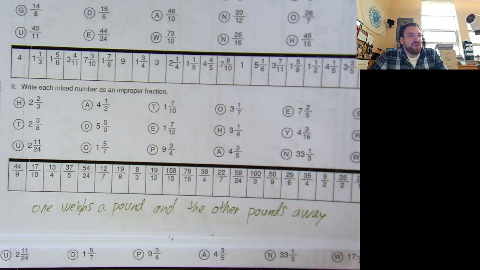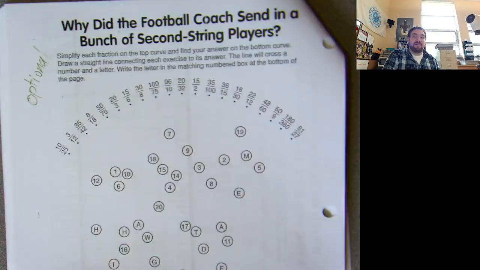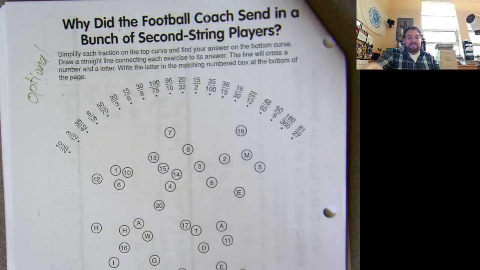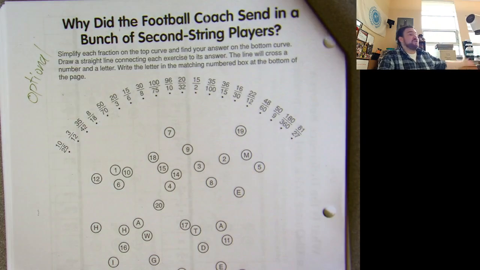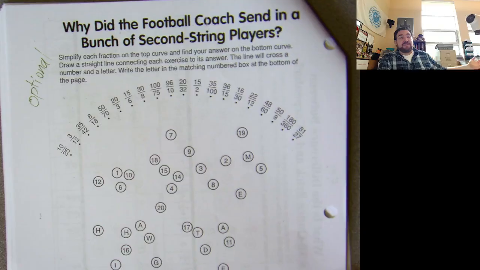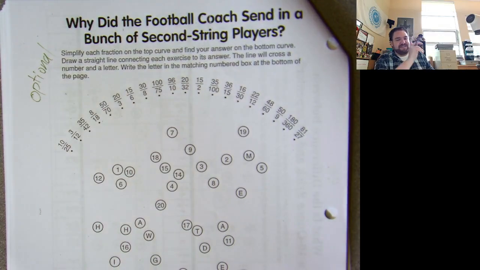The worst one was the optional. Did anyone do the optional one that I gave you? Oh, where did it go? This bad boy? Did anyone attempt it and want to see if they got it right? Nobody attempted it. Okay, cool. For those of you who didn't attempt it, write down the answer anyway so that you could go back and verify. Here is the answer. Why did the football coach send in a bunch of second string players?